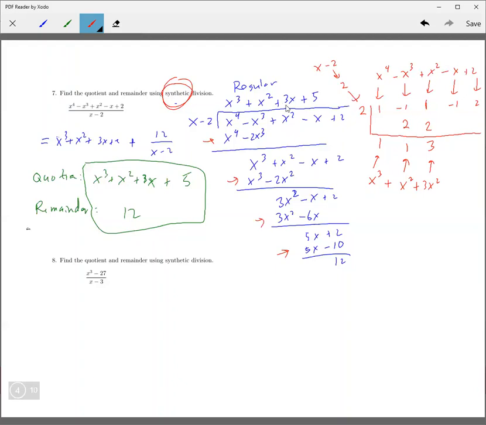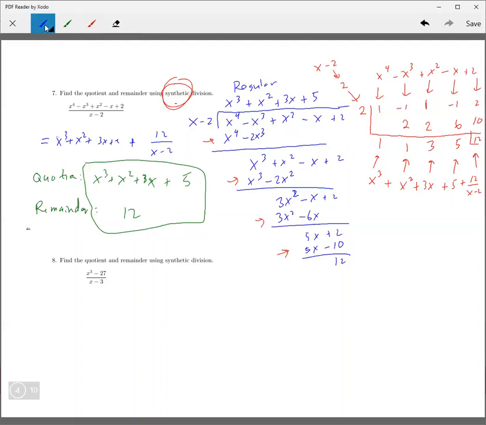That represents that one. Oh, wait, 3x. I'm sorry, 3x. Okay, multiply these together, that's 6. Add, that's 5. This represents plus 5. Multiply those together, that's 10. Add, that's 12. This 12 represents 12 over x minus 2. Okay, so that's how synthetic division works.